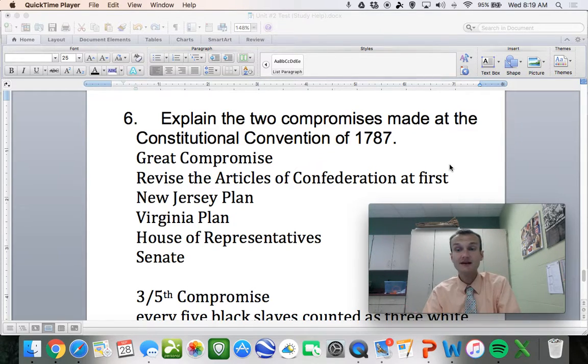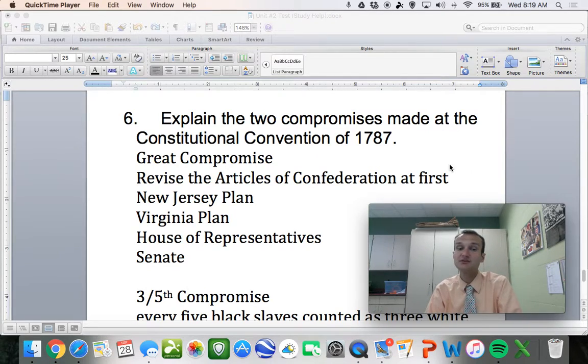All right, to begin with, the convention was meant to revise the Articles of Confederation at first. This was not meant to write a whole new government. After they met at the Constitutional Convention, they said, you know what, we need to completely replace the Articles of Confederation, not just revise it.